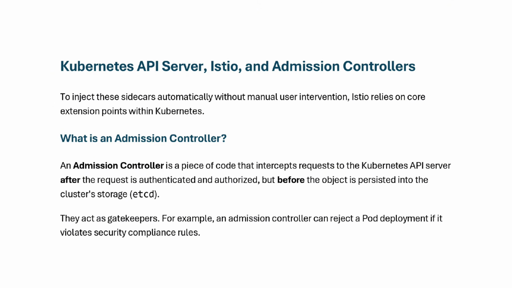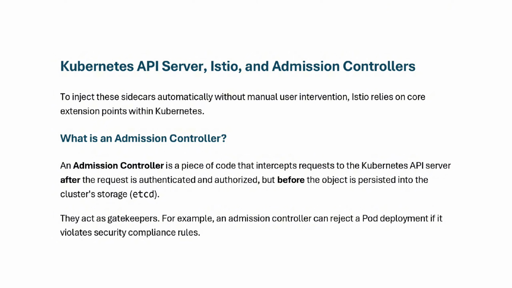Now let's understand the Kubernetes API server with respect to Istio Service Mesh, and what are admission controllers or dynamic admission controllers. To inject these sidecar containers automatically without manual user intervention, Istio relies on extension points within Kubernetes. So what is an admission controller? An admission controller is a piece of code that intercepts requests to the Kubernetes API server after the request is authenticated and authorized, but before the object is persisted into the cluster storage, etcd.